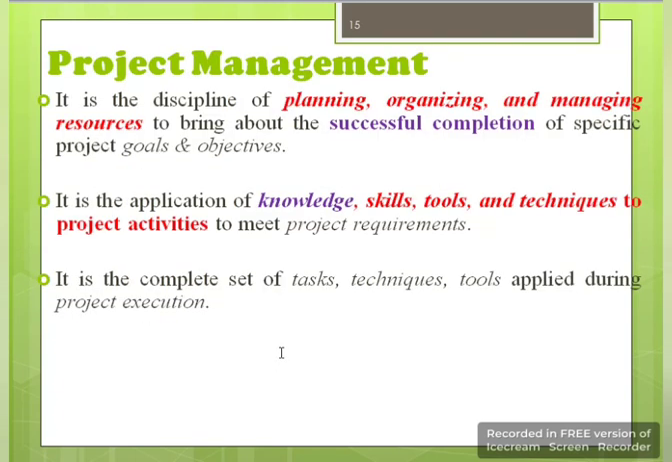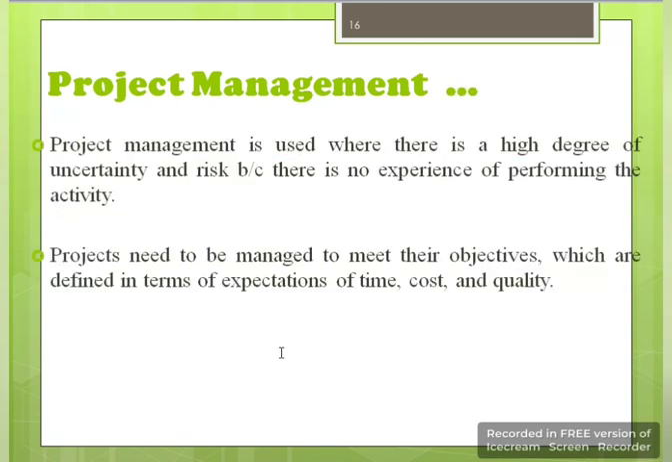What is project management? It is the discipline of planning, organizing, and managing resources to bring about the successful completion of specific project goals and objectives. It is the application of knowledge, skills, tools, and techniques to project activities to meet project requirements. It is the complete set of tasks, techniques, and tools applied during project execution. It is used where there is a high degree of uncertainty and risk, because there is no experience of performing the activity.